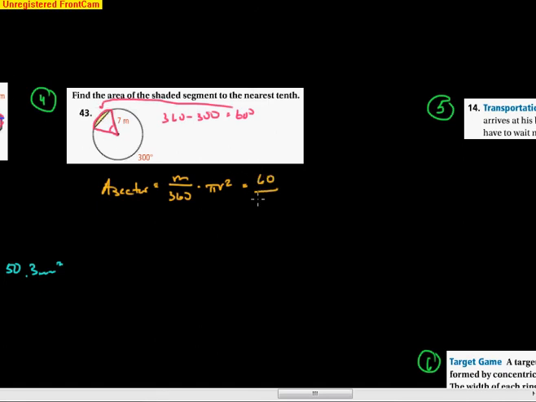60 over 360 times pi, and then your radius is given to you, 7 squared. So this area comes out to be 60 divided by 360 times pi times 7 squared. 25.7. And that would be meters squared.